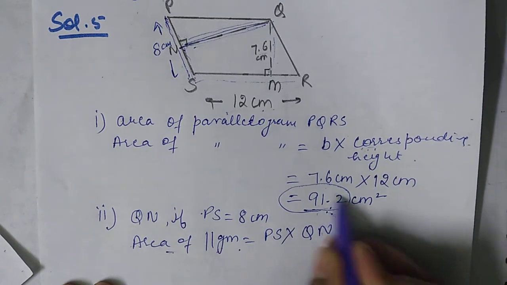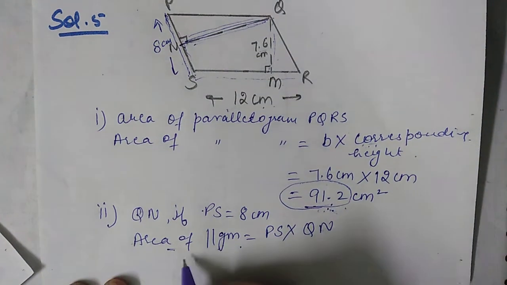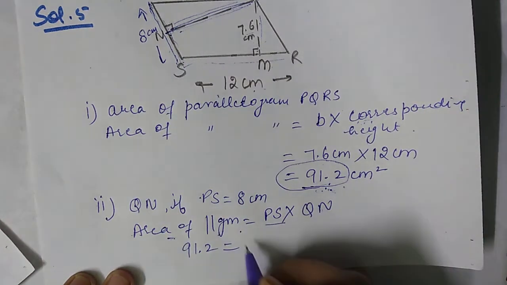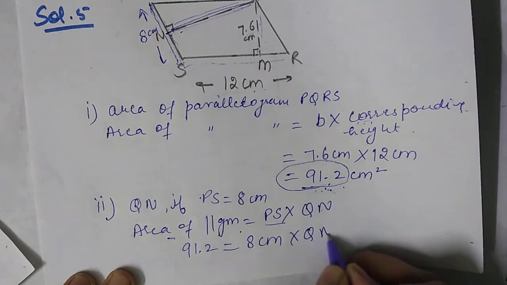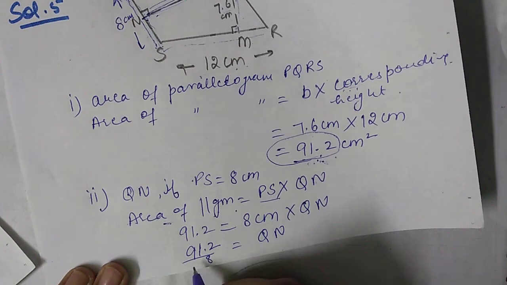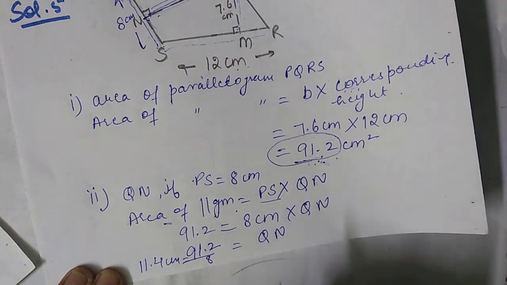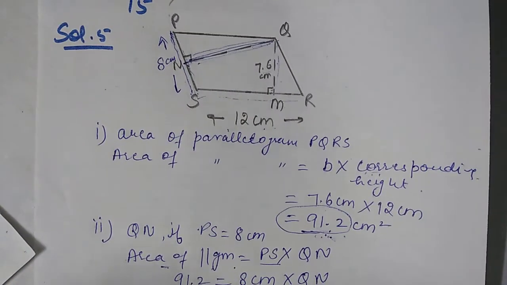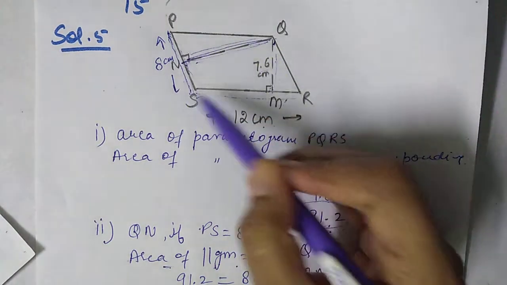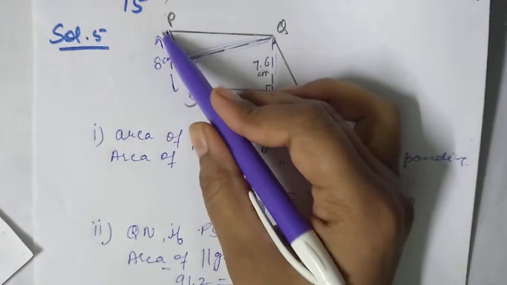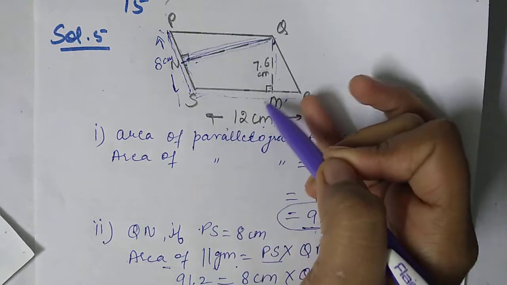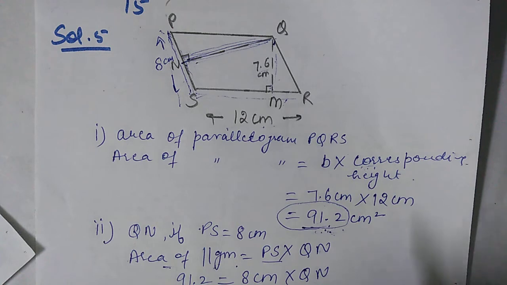Because the area of parallelogram is also base into height. The area of parallelogram I have calculated in the first part: this is 91.2 equals PS, which is given as 8 centimeter, into QN. So QN will be 91.2 divided by 8, which is equal to 11.4 centimeter. This way you have to do it, just remember the result. If you take this as height and this as base, you will get the area of parallelogram PQRS. Same here, in both cases you will get the area of parallelogram PQRS.